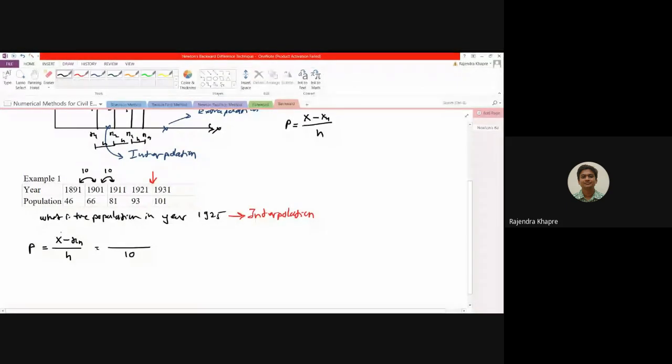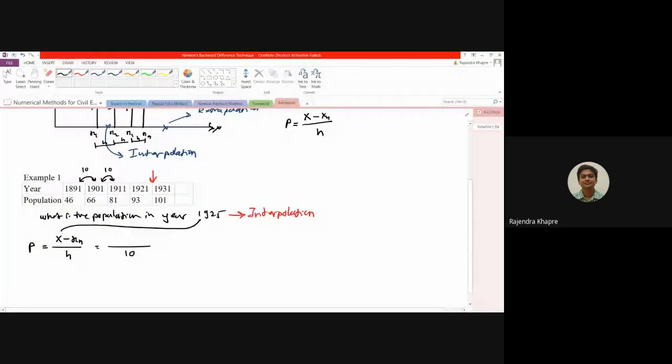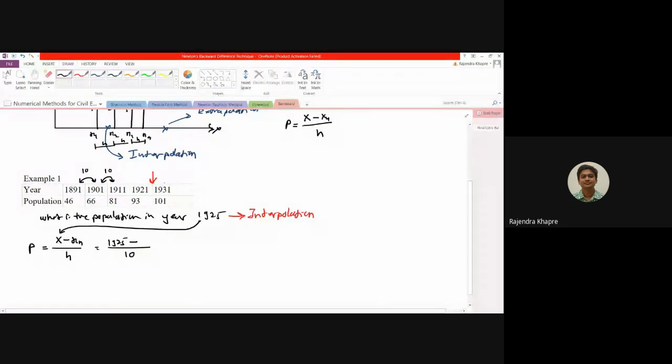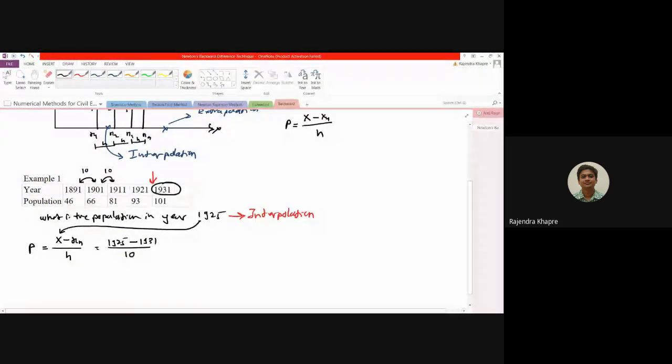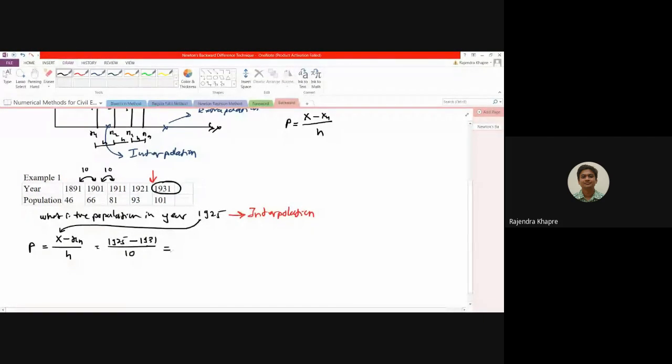X is nothing but this value, whose population we have to find. So this is nothing but 1925 minus xn. xn is nothing but the last value of x which is available in the data set, that is 1931. Now can anybody tell me what is the value of p? Minus 0.6. Okay, so this part is done.